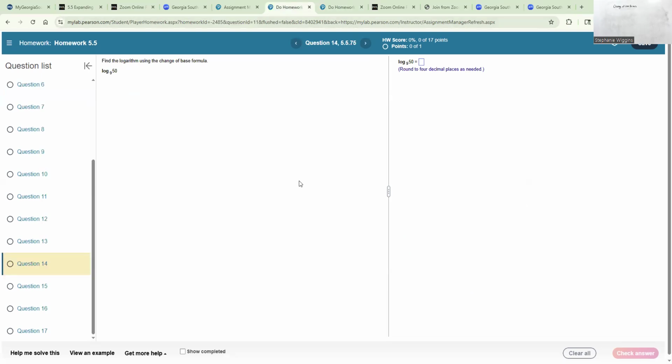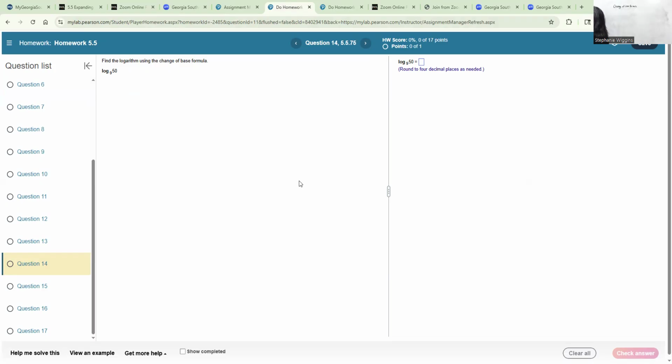It says find the logarithm using the change of base formula. And in your calculator, not all log functions are stored. Only 2 log functions are stored in your calculator. It would be impossible to store all of them because there are infinitely many functions.